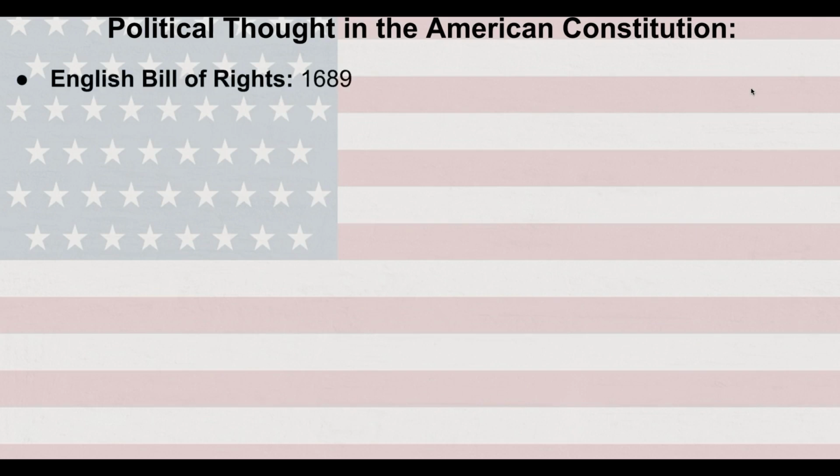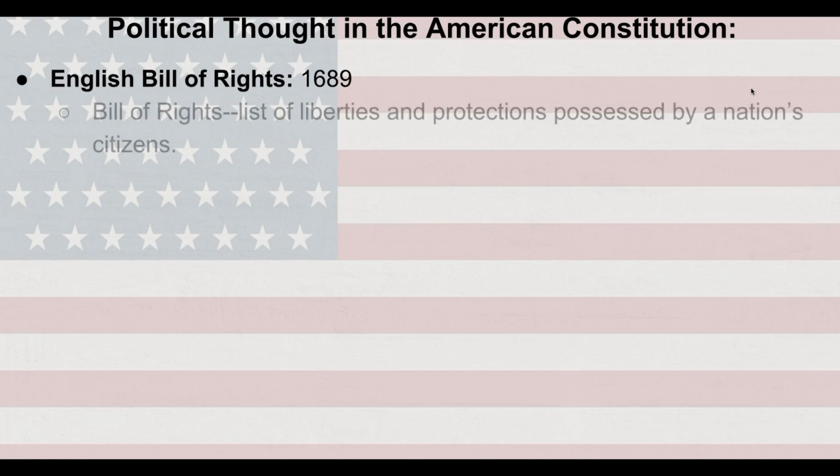Another one of these high points in the evolution of English politics from a divine right monarchy to a more democratic style is going to be the English Bill of Rights, which was passed in 1689. And a Bill of Rights, you probably know this by now, we're familiar with our Bill of Rights, but it is a list of liberties and protections possessed by a nation's citizens. So if you are a citizen of a nation, the items within a Bill of Rights are protected for you.